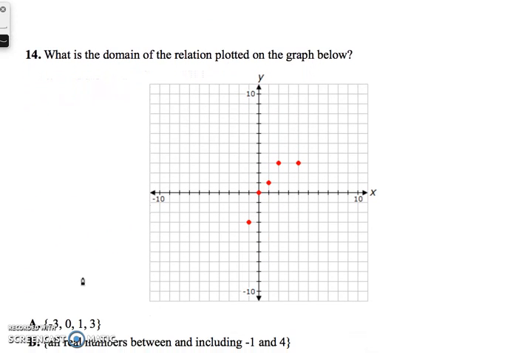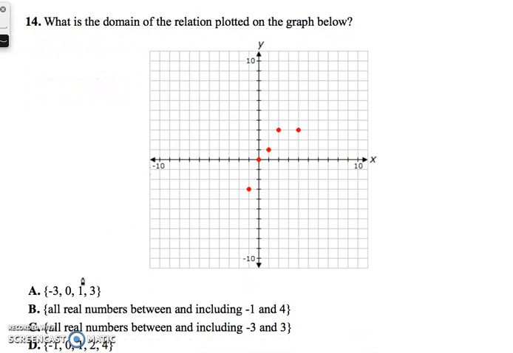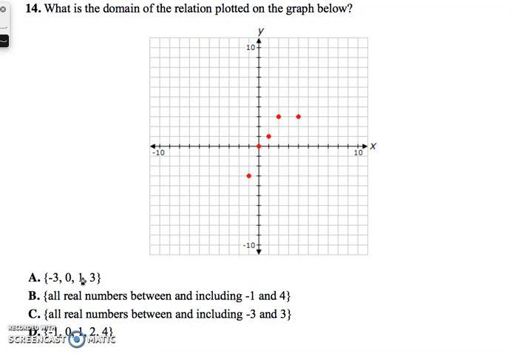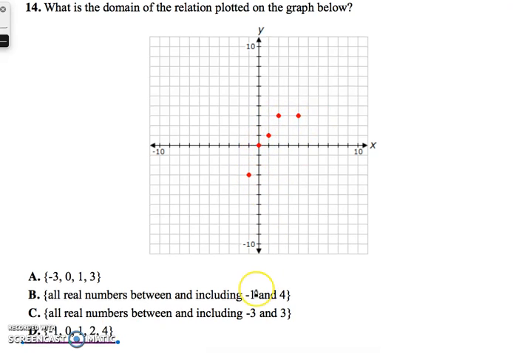Number 14, domain. You need to know that domain are the x's, range are the y's. So this one, your domain, you're looking for the x values. The x value of this point is -1, 0, 1, 2, and 4. The answer is D. You're not going to pick the one that's all numbers between -1 and 4, because that would be a continuous function. These would all be connected together. It's only those specific points that are included.